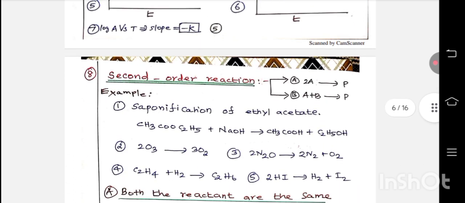8. Second order reaction. The various examples available: the saponification of ethyl acetate, ozone decomposition reaction, nitrogen oxide decomposition, hydrogen iodide decomposition. The second order reactions are of two types: the both reactants are the same or both reactants are different.